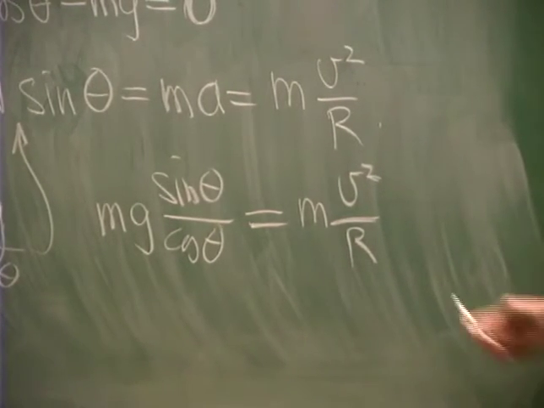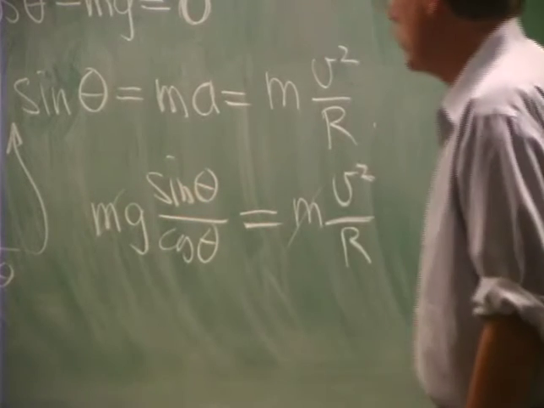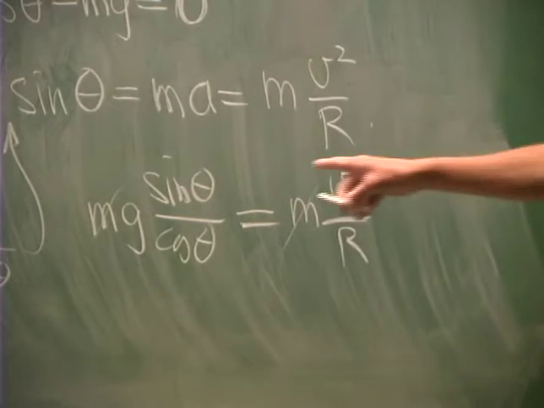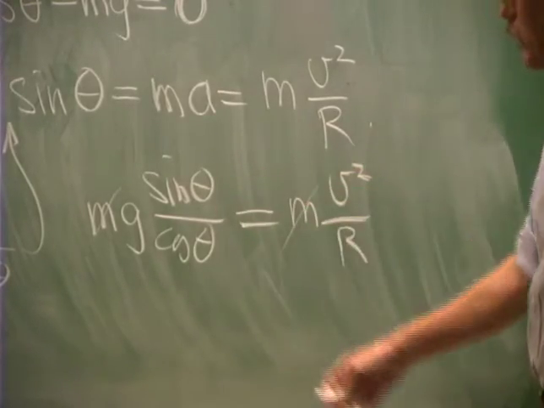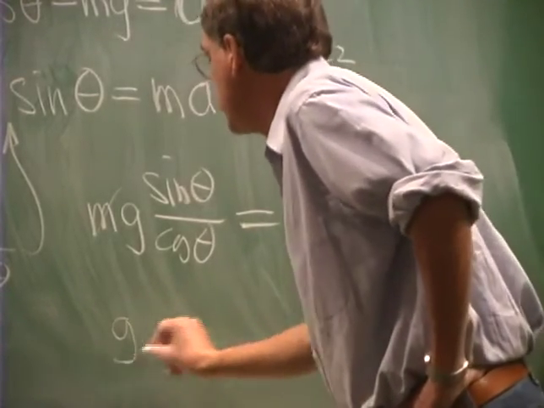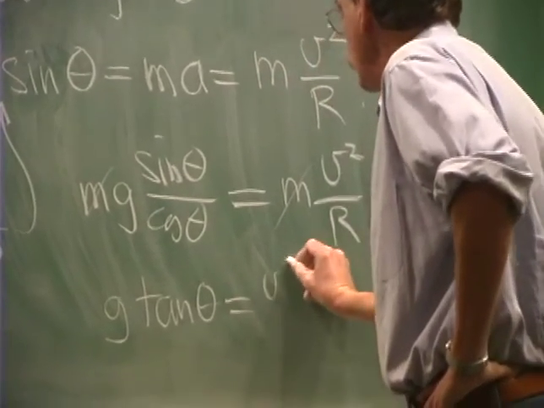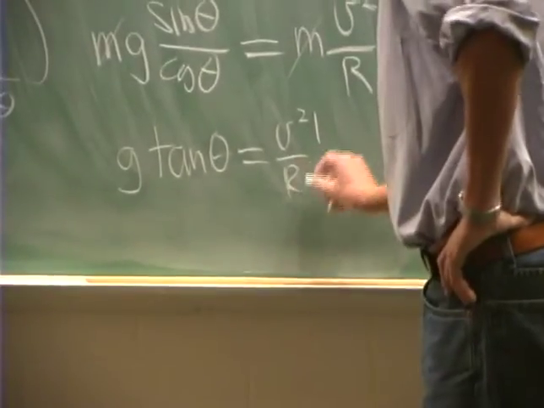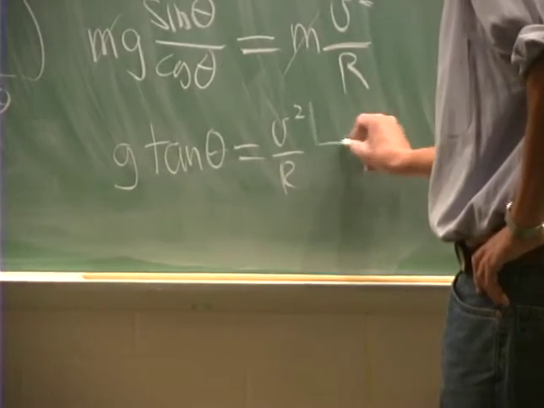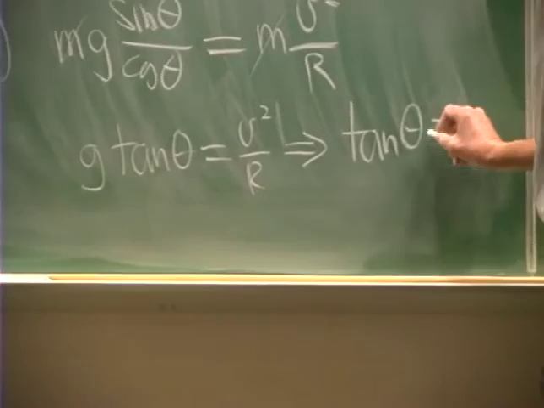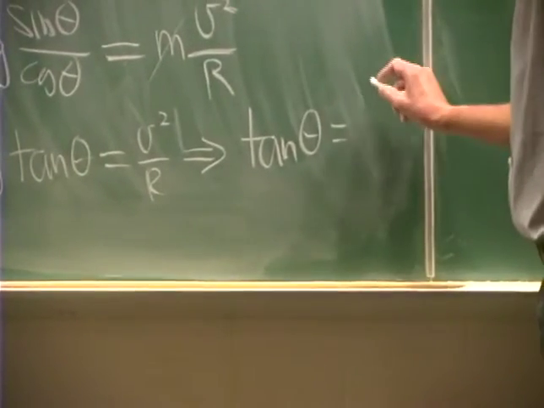Well, the m's cancel out. That turns out to be a very lucky thing, as you'll see in a moment. I'm looking for theta. Here I have sine over cosine, so it's g tangent of theta is equal to v squared over r, or tan theta equals v squared over rg.